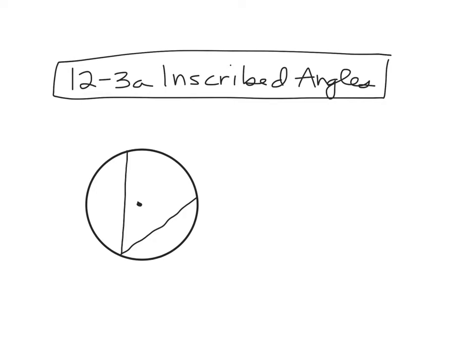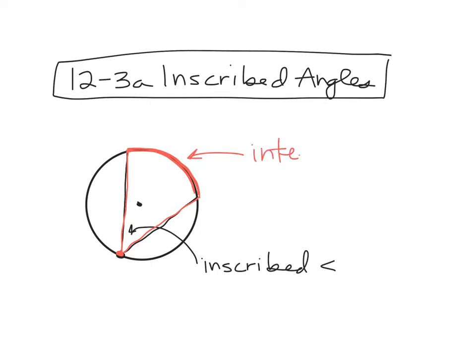An inscribed angle is when the vertex of your angle, excuse me, is on the circle. So this angle we would say is inscribed. Okay, that is an inscribed angle. With an inscribed angle, like I said, the vertex is on the circle, and then it opens up to what we call its intercepted arc. So the arc that it opens up to would be this arc right here, and that is your intercepted arc.